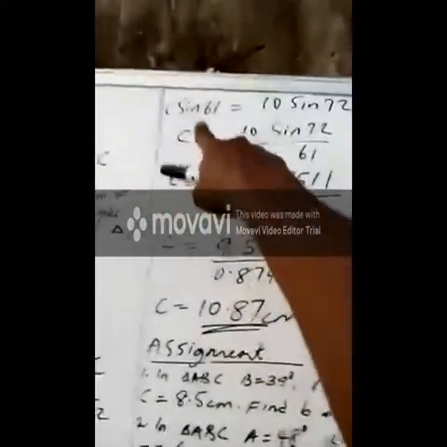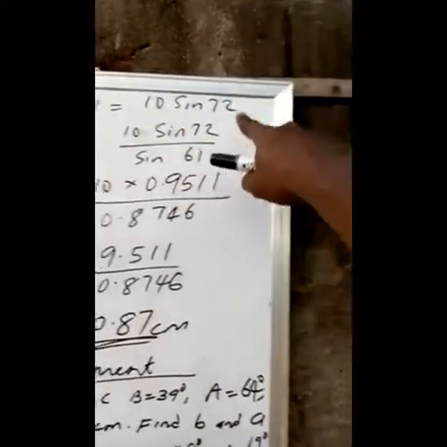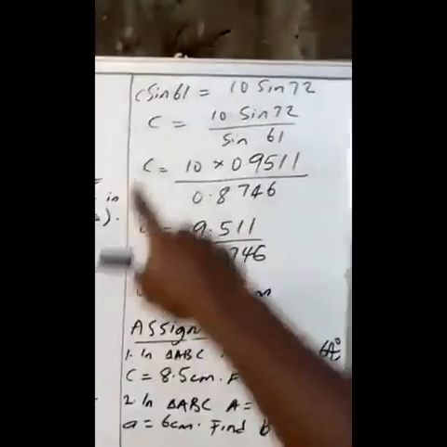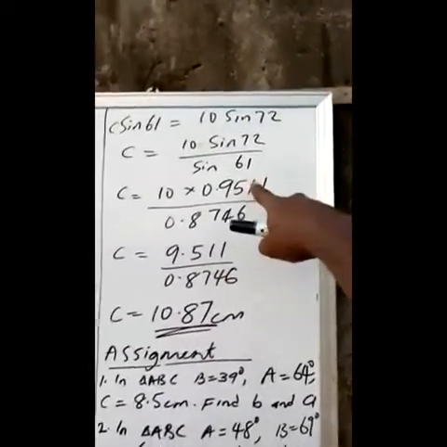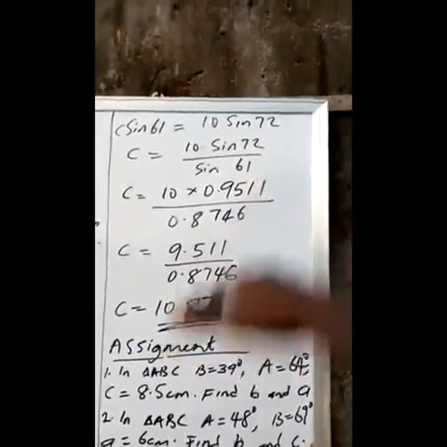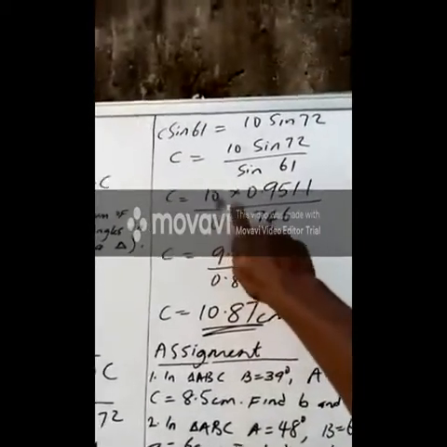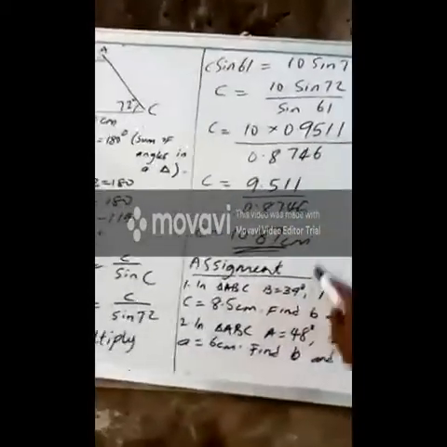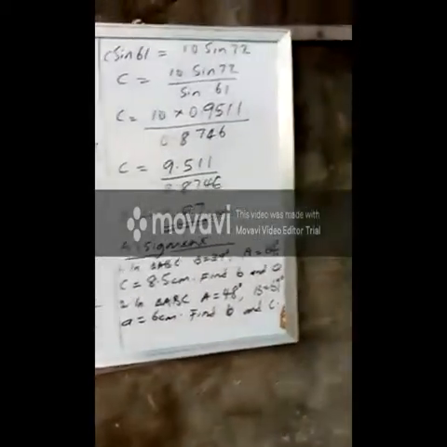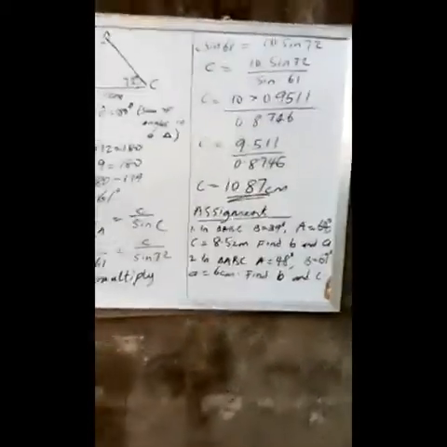If we cross multiply, we'll have c sine A is equal to 10 sine 72, which makes c the subject of the formula. We'll have 10 times sine 72 all over sine A, which gives us c. So at the end of the day, we have c is equal to 10.87 centimeters.